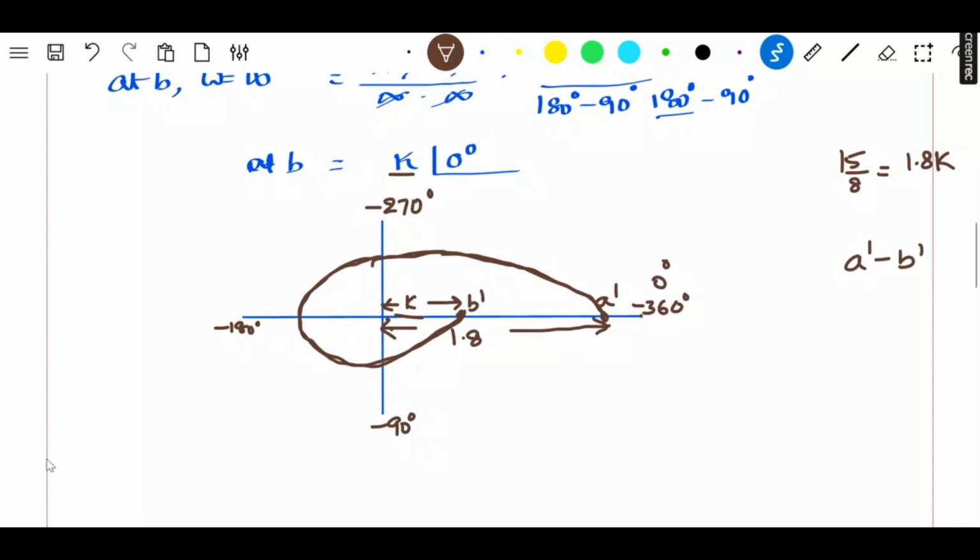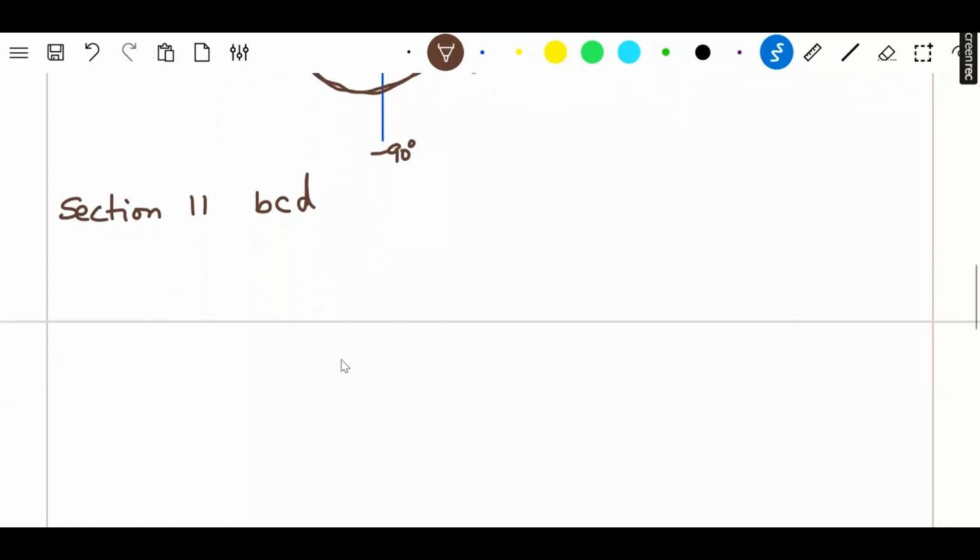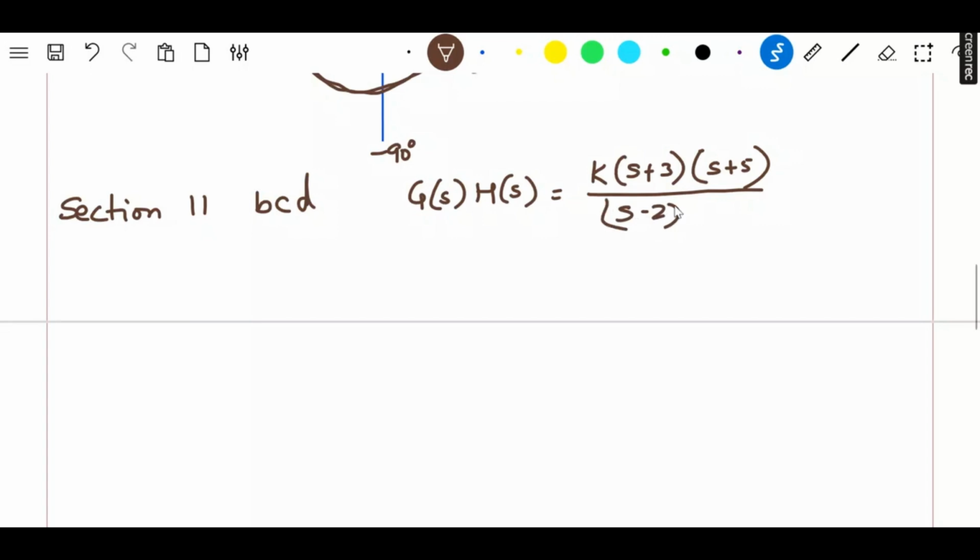Okay. Now let me go with section 2, traversing the path B, C, and D. Again, we'll take the same equation which we got earlier, which is G of S into H of S equals K into S plus 3 into S plus 5 divided by S minus 2 into S minus 4.